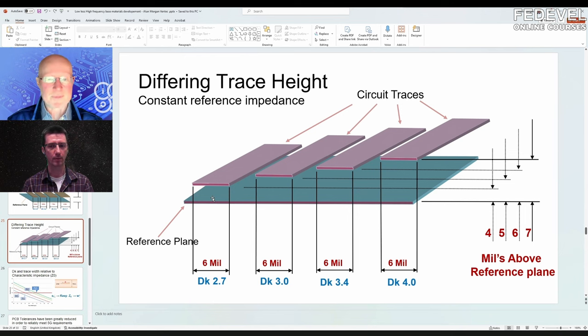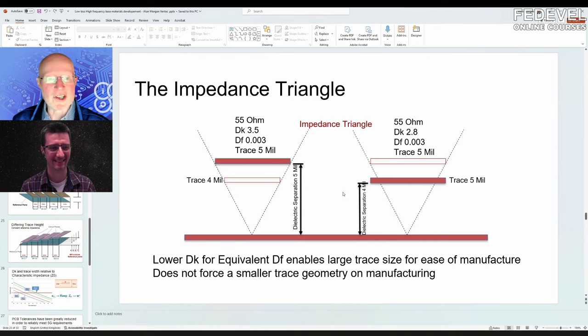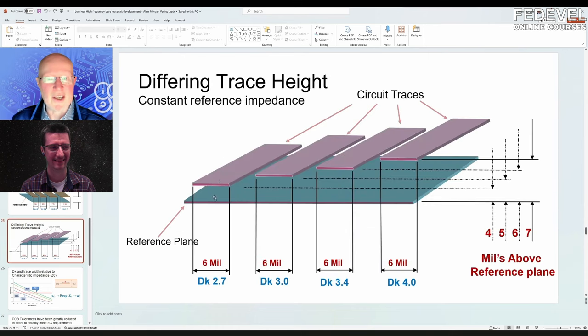So which one is more producible, wider tracks? You can make wider tracks. Wider tracks is actually probably the biggest benefit to the board shop. Wider tracks means higher yields, generally. But of course, you may want to do this as well, to get the spacings lower. That's what I always try to do.